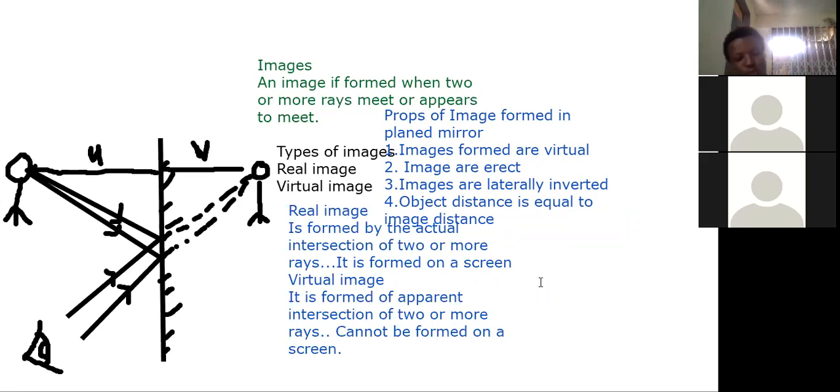Now, images can also be formed by two mirrors. Two mirrors can also be inclined at an angle of 90 degrees, and images can still be formed.